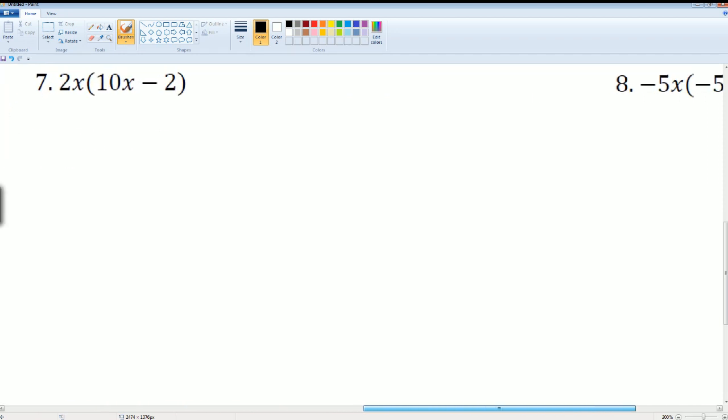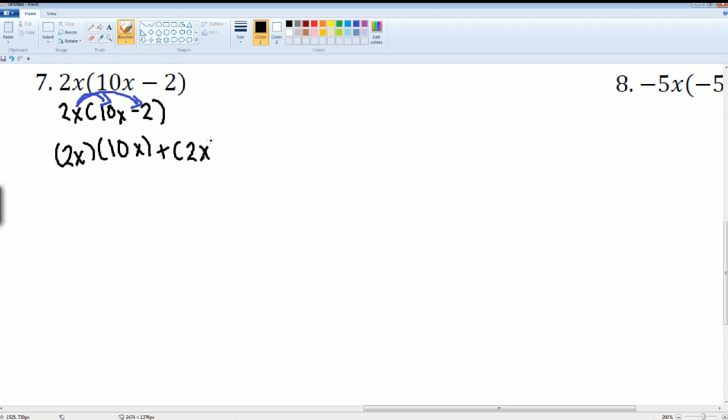Okay, number 2. Let's take a look. All right, so we have 2x parentheses 10x minus 2. Right, so we're going to distribute the 2x to the first term. That gets you 2x times 10x. Again, you're going to always add 2x times the second term on the inside of the parentheses, which is a negative 2. So that is 2x times negative 2.